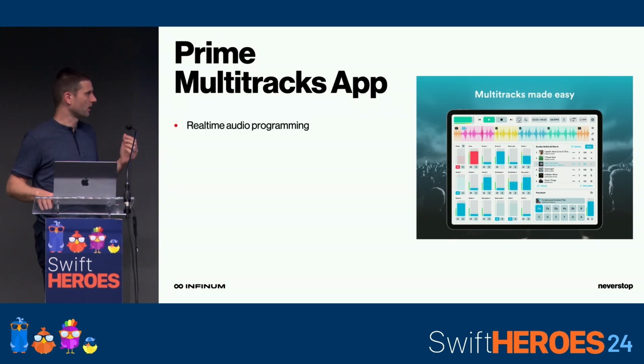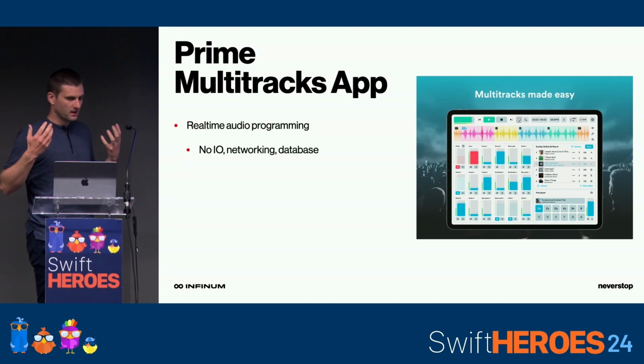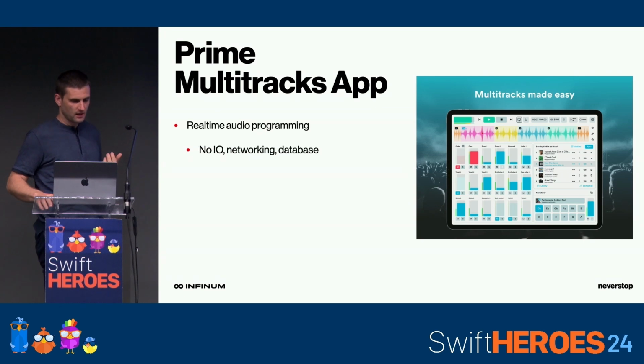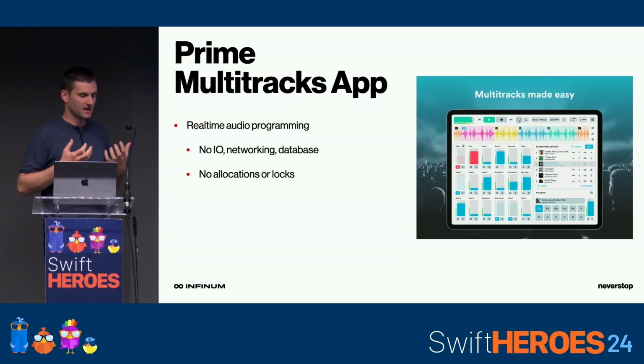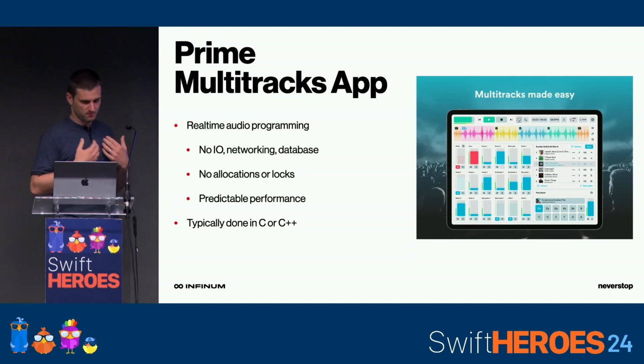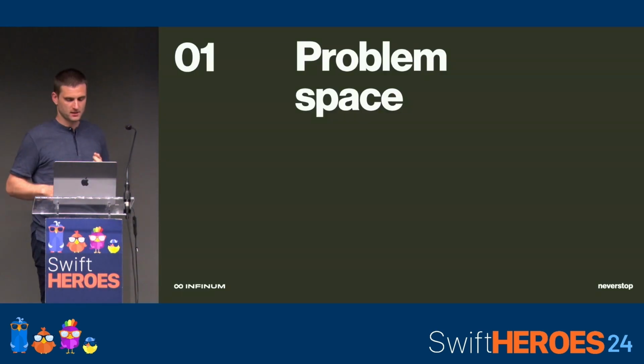So this is a very constrained environment, and in order to create a successful app, in these critical pieces of code, you are not allowed to block. You should not do any I/O, no networking or database operations. But also, you are not allowed to take allocations or take locks, because the behavior of that is unpredictable. To summarize, predictable performance is the key for making these apps successful. Now, this task is traditionally done in C or C++, but I got interested in whether Swift can be used to achieve this task, and this is really what led me to investigate this topic in more detail.